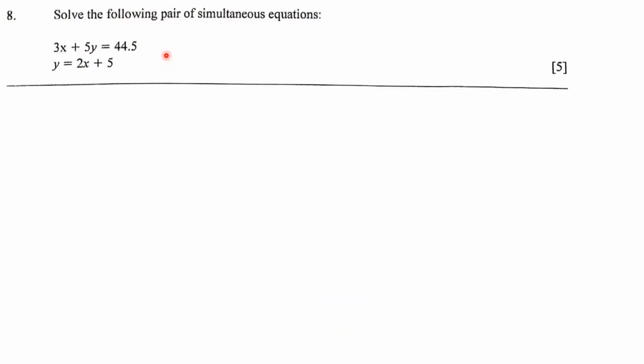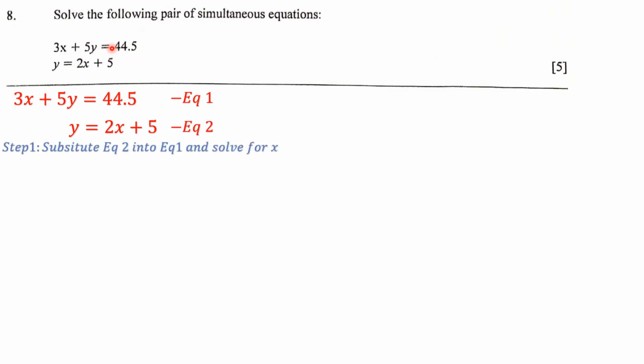It says, solve the following pair of simultaneous equations. And so we have this simultaneous equation. We have 3x plus 5y equals 44.5. And we have y is equal to 2x plus 5. So we have two equations that we have to solve. All right, so the first thing that we have to do is label our equations. We're going to call this one equation 1. We're going to call this one equation 2.